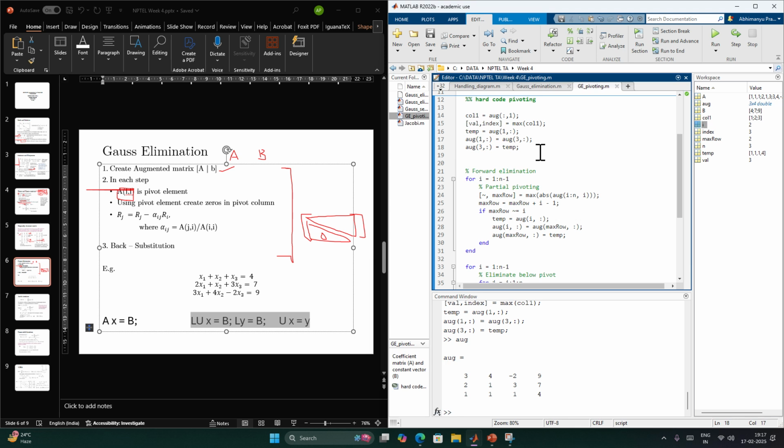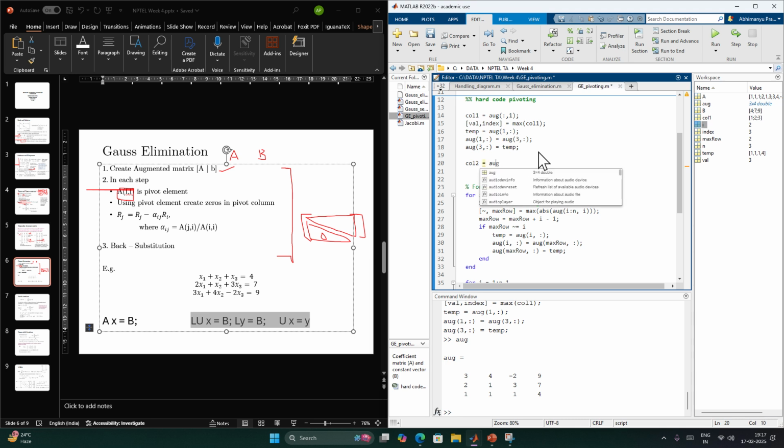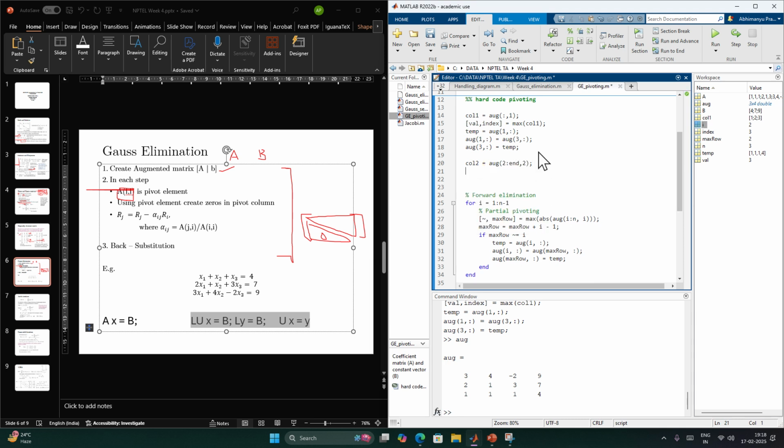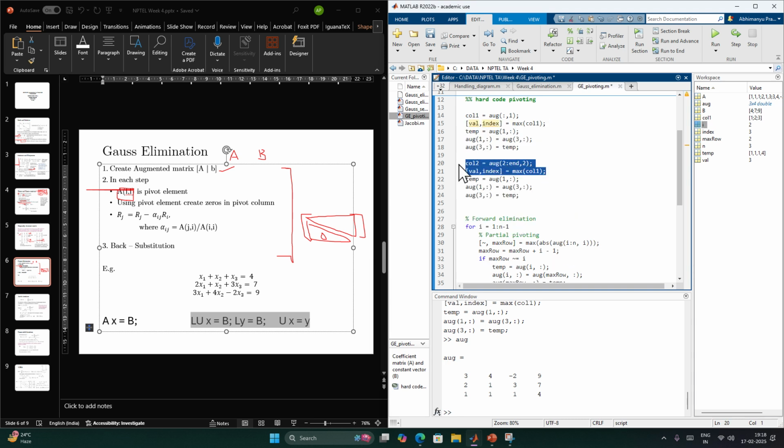I think, fine. We can do the second row also. So we need to take everything from the second to the end of the second, fine, and the rest I will just copy this. First I will run these two.